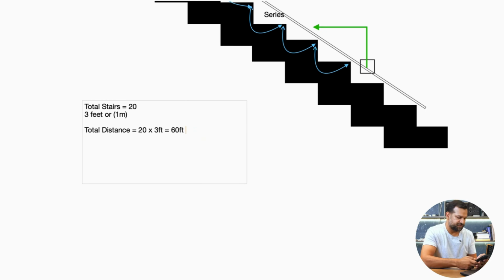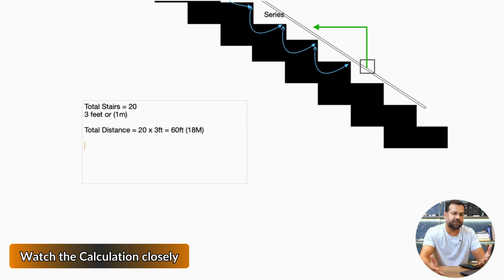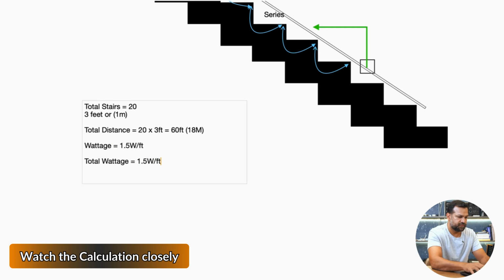So I have 60 feet of LEDs. That's roughly about 18 meters. And let's just say, for argument's sake, the wattage on this LED is equal to 1.5 watts per foot multiplied by 60 feet. And we're going to get about 73 watts. And I like to round it up, so let's say 74 watts.